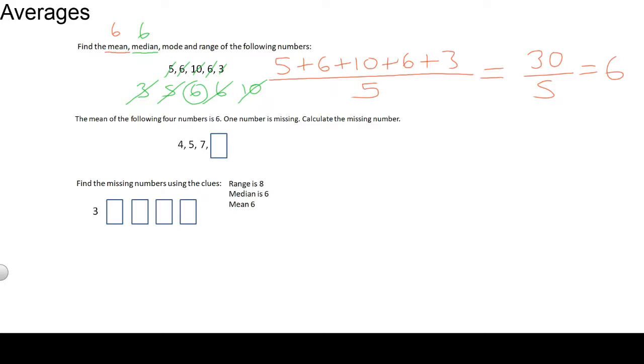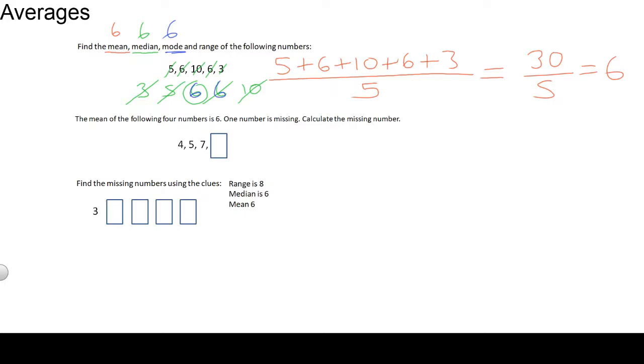If you want to work out the mode, mode means most common number. The most common number there happens to be 6. That's the most popular number in this list. So the mode also happens to be 6. It's just a coincidence. It matches with the other ones.